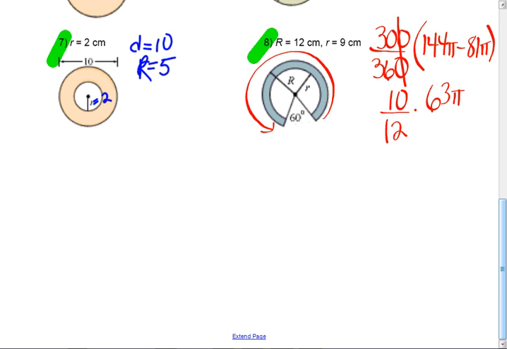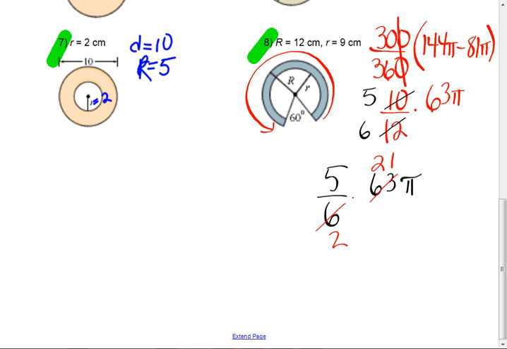Yes, because I want the outside. So what we'll do is divide this by 2, which gives me 5, and divide this by 2, I get 6. So I have 5/6 times 63 pi. What goes into 63 and 6? 3. So if I divide by 3, I get 2, and I get 21. So I get 105 halves pi. And unless you go to decimals, there's nothing more you can do. So get your calculator out and multiply it out if you want.